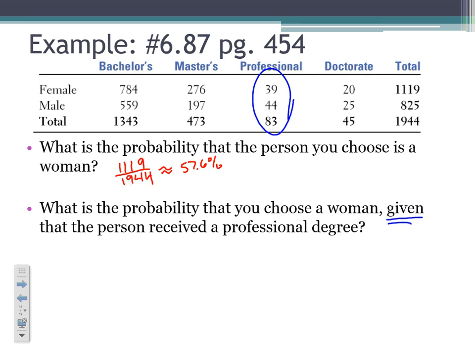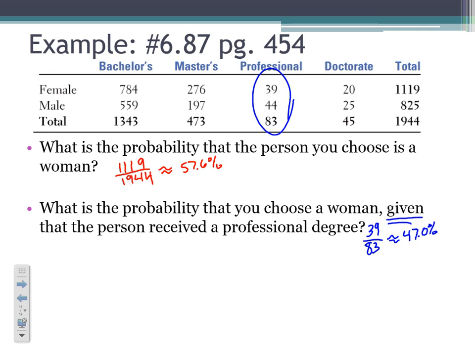So let's answer the question out of that subset of information. So the probability that you choose a woman is 39 out of the total number of professional degrees, which is 83. Right? So this would come out to be approximately 47.0%.